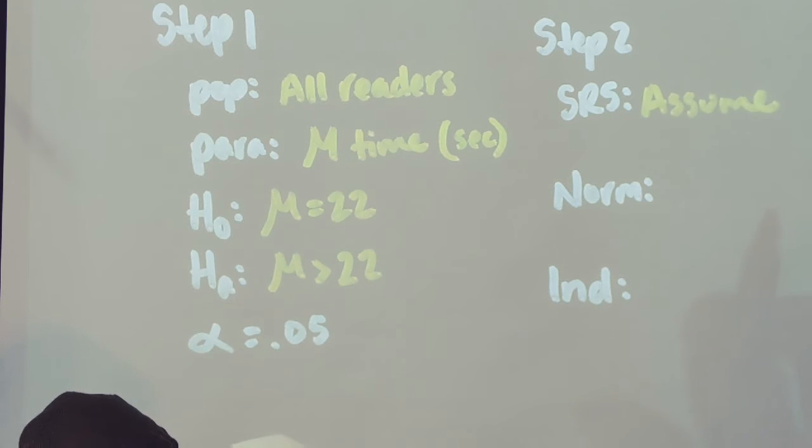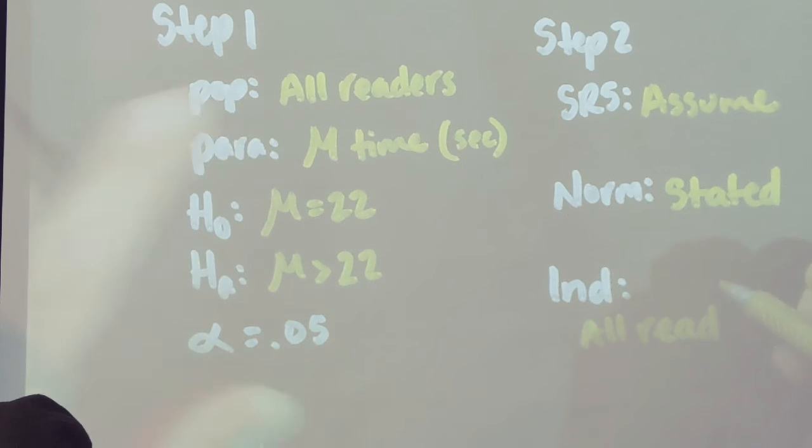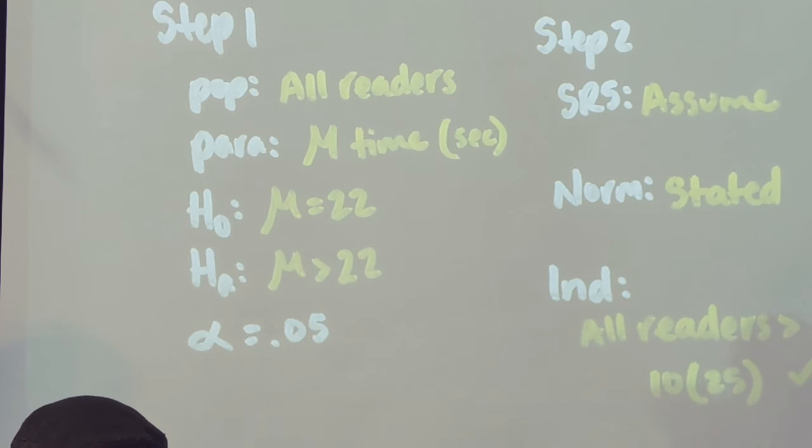Normality. Lucky for us, it's stated that reading times are normally distributed. We don't quite have enough observations in our sample to make the central limit theorem kick in, so it's good that it's stated. And independence. The question is, are all readers, that's our population, right? Are all readers greater than 10 times 25? I'm going to say, yeah, there's more than 250 people out there who know how to read. We're good to go. Step 1 and 2.